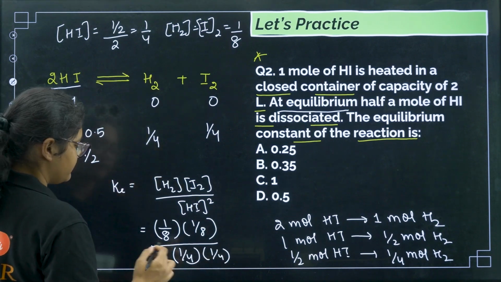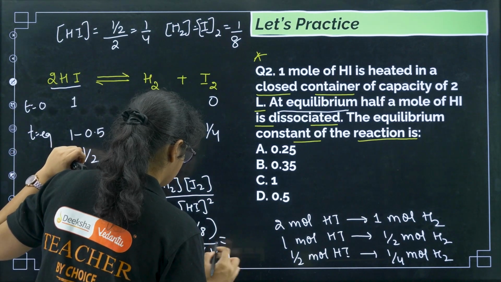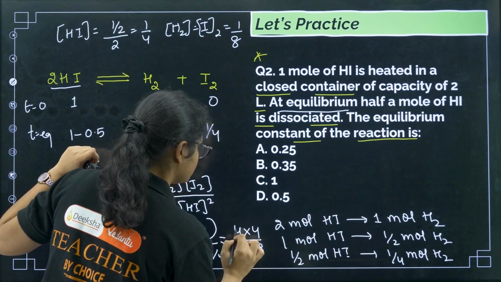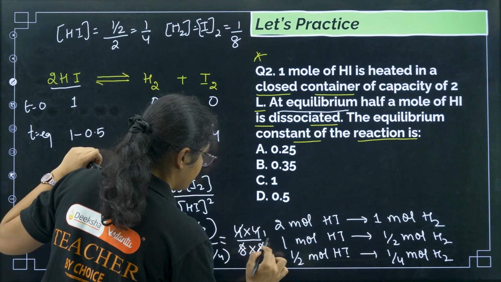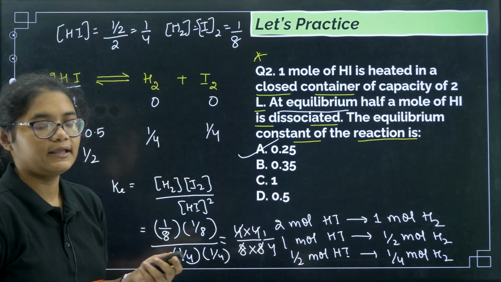Okay, so what will I get? 1/8, 1/8, so I'll get 4 into 4 over 8 into 8, right? So that will be 1/4 or 0.25. So the correct answer is option number A here.